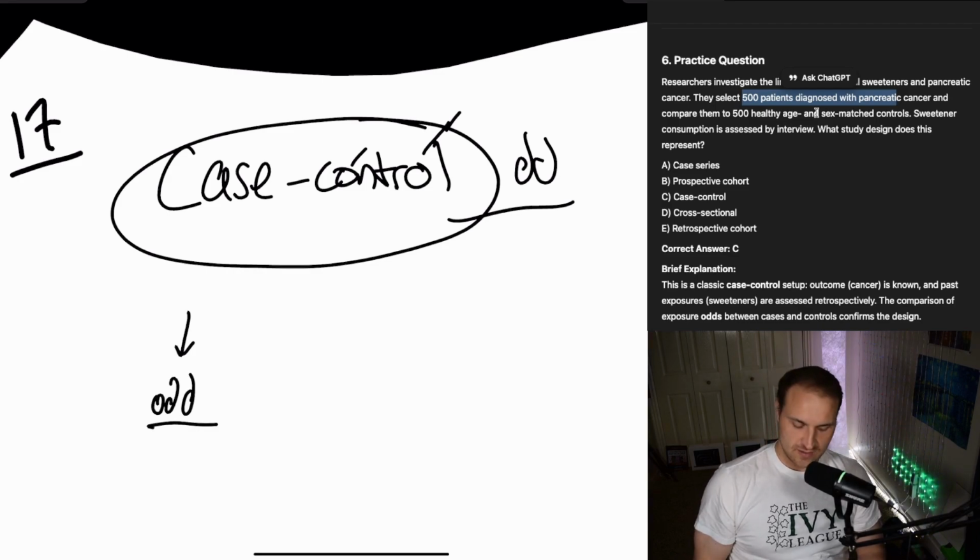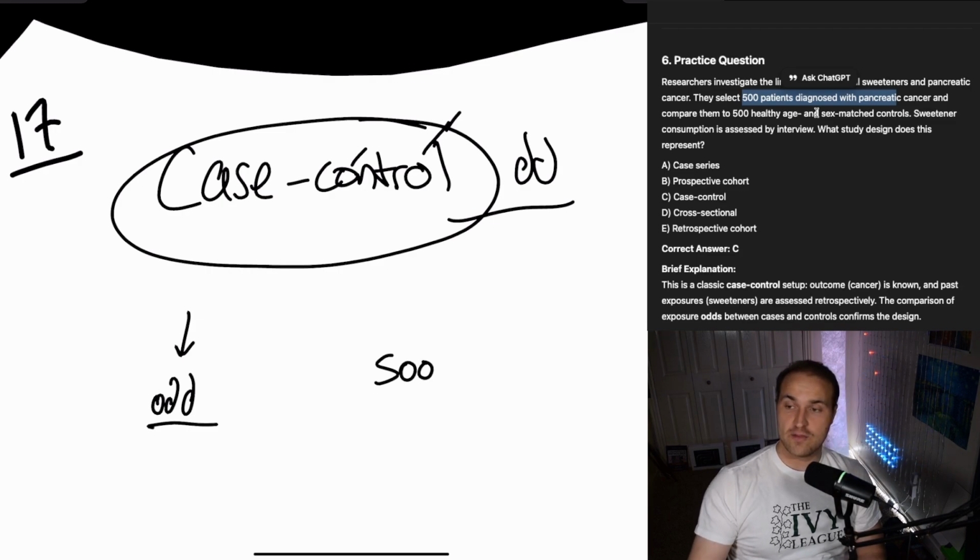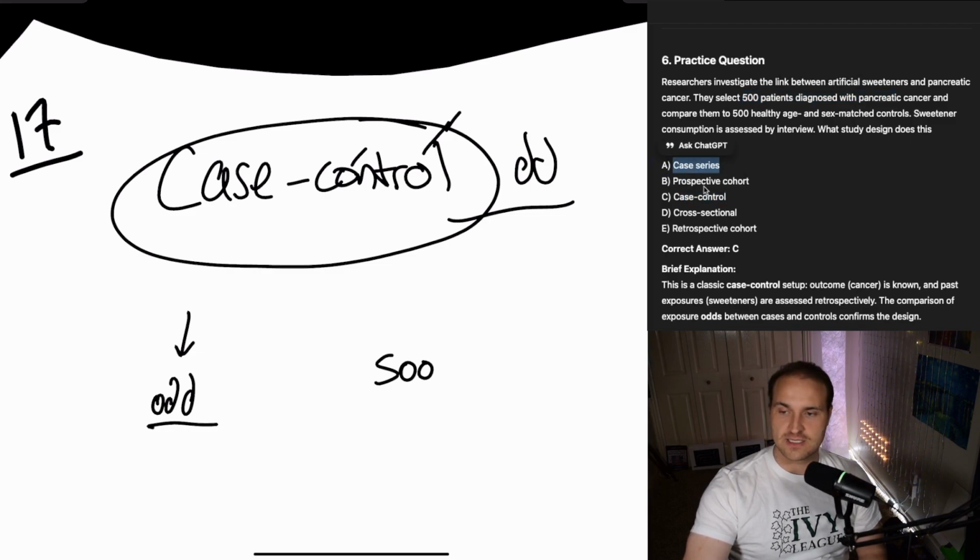And then you compare them to the other, in this case, 500 healthy aged, sex-matched controls. And then you assess the sweeteners. This is obviously going to be a case control. A case series, that's just a description of a bunch of cases. There's no control group or comparison there.